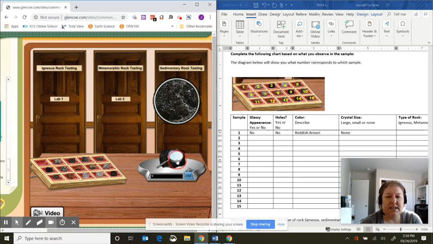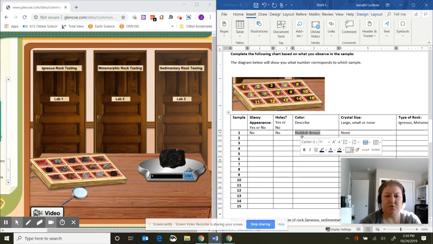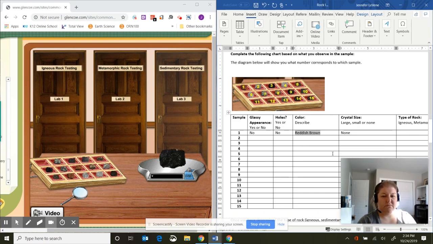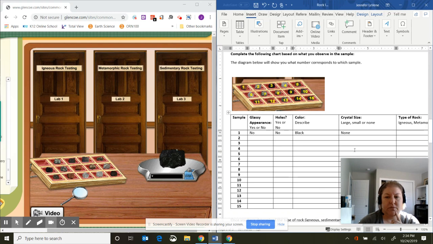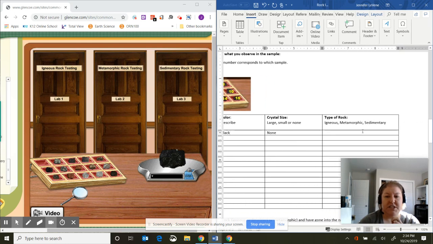Describe the color. I'm not exactly sure why I put reddish brown, but it really is much more black, almost. And are there any crystals? No, there's no crystals. So you either type in large, small, or none. So I put in none. And then based on that information, you're going to be able to determine whether it is an igneous, metamorphic, or sedimentary rock, and you're going to fill that in.